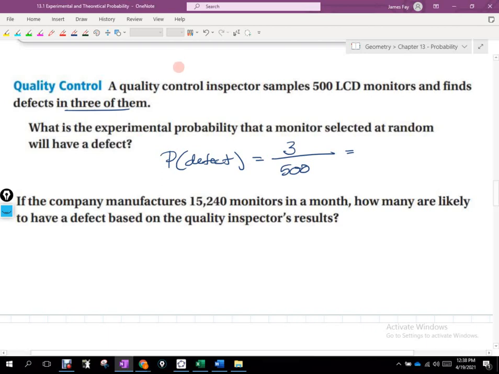So if we can do this experimental probability scenario and say 3 out of 500 are going to be a defect, then if I have 15,240 that are made in a month, how many of those are going to be a defect? Well, I take the probability that out of 500, 3 are defects. 3 out of every 500 are defects. Multiply it by the 15,240. So let's go ahead and see what we get there.